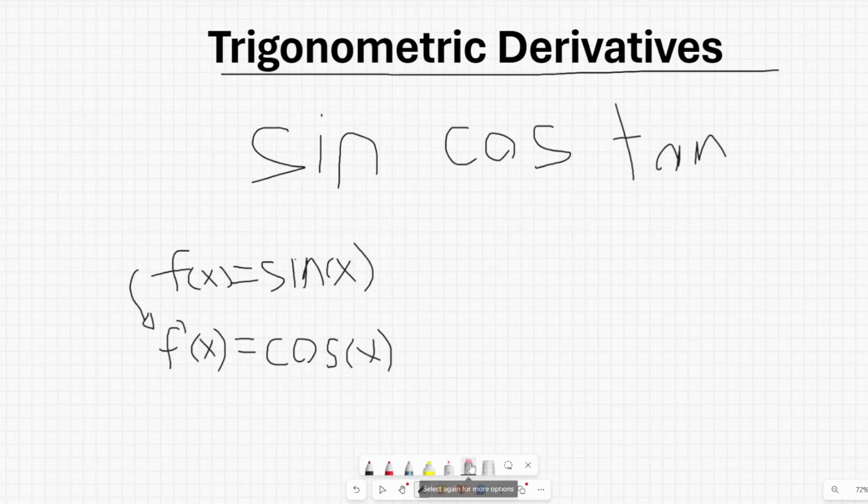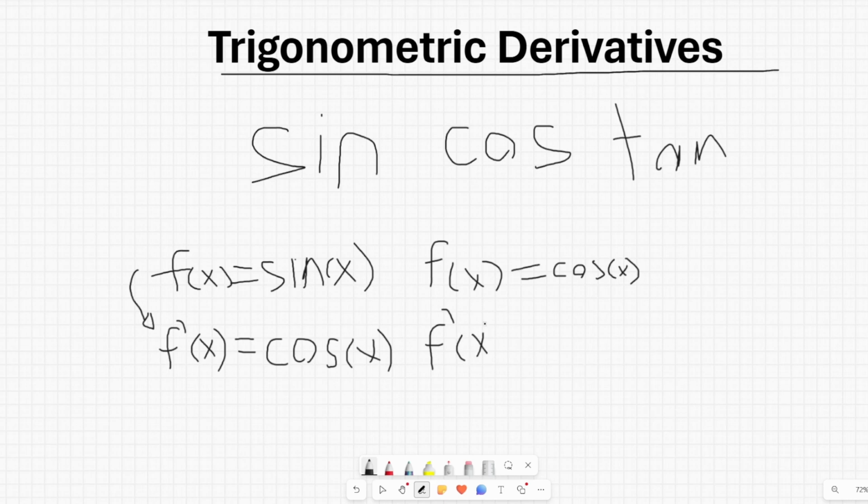Now, if f of x is equal to cos x, you may just think, oh, it's sine x. But no, the actual answer, f prime of x, of cosine x, is equal to negative sine x. Alright, so these ones you just have to know, alright? So the derivative of sine x is cos x. The derivative of cos x is negative sine x, alright?